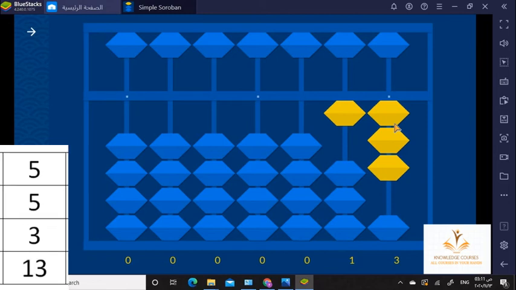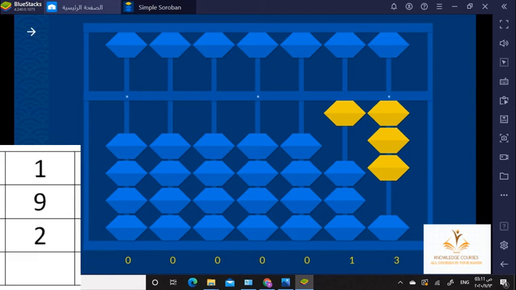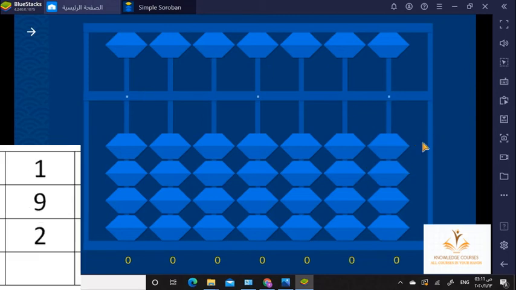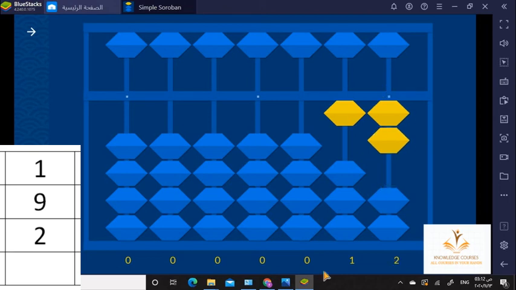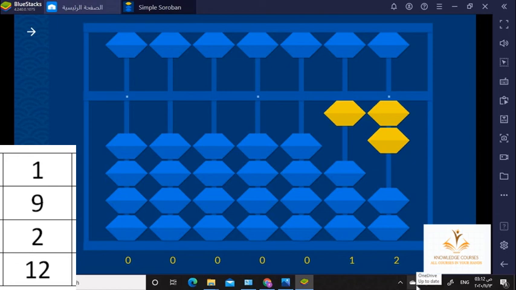Another example, 1 plus 9 plus 2. 1 plus 9, I can't represent 9 in the unit. So we use the big helper. Big helper of 9 is 1, activate 10 and minus 1, plus 2. So the solution is 12.